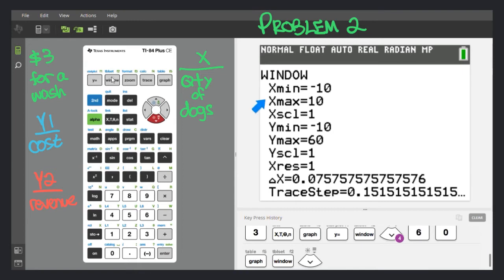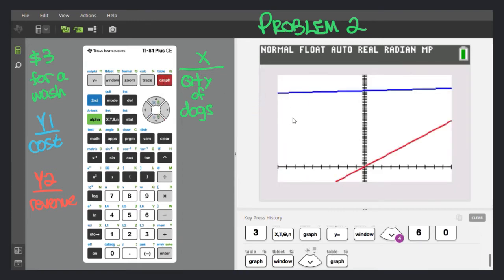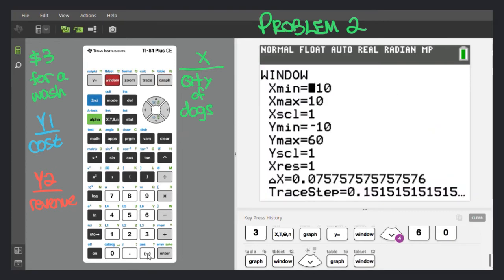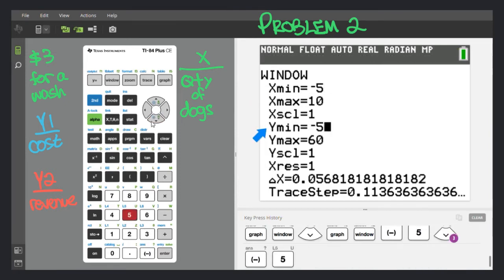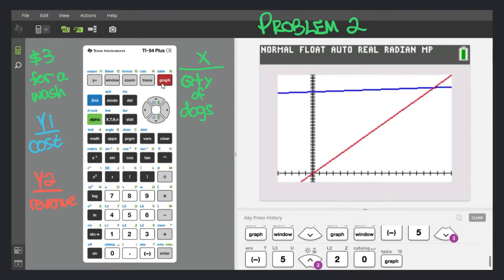In fact, thinking about this, it doesn't make much sense that we would see the negative axis over here. We're not going to do a negative amount of dogs. So let's make our window -5. I just like to see the y-axis. -5 for the y-min. And then the x max, let's pump it up to 20. I'm not sure if that's the best. So now I can see that intersection.